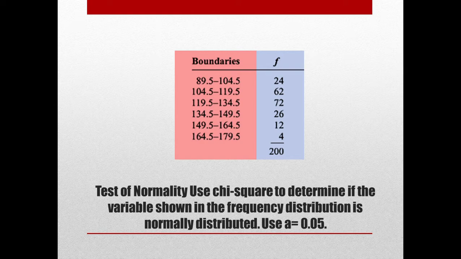For 104.5 to 119.5, the frequency is 62. For 119.5 to 134.5, the frequency is 72. For 134.5 to 149.5, the frequency is 26. For 149.5 to 164.5, the frequency is 12. For 164.5 to 179.5, the frequency is 4. The summation of the frequency is 200.